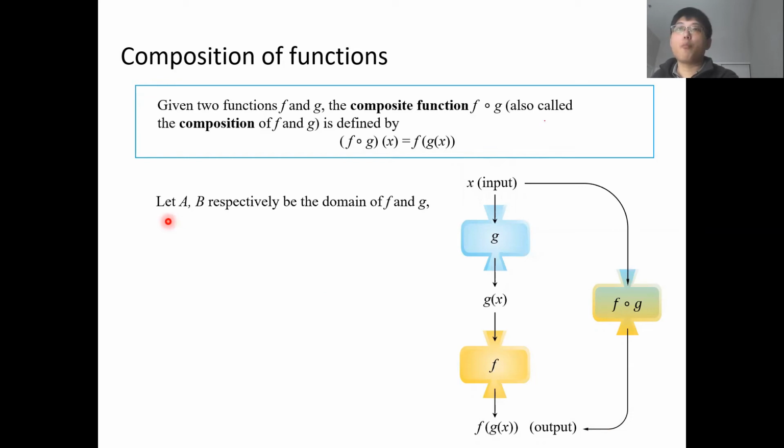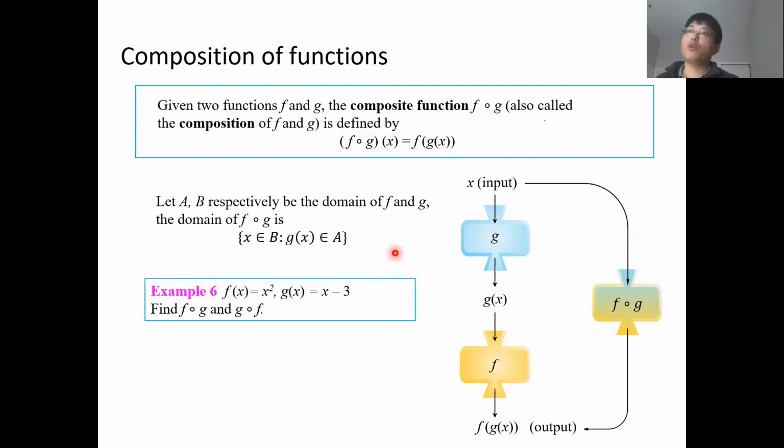So how about its domain? Let A and B respectively be the domain of f and g. Then the domain of f circle g is going to be the collection of x in the domain of g such that g of x can be accepted as the input of f. This means g of x has to be sitting inside the domain of f. All right, so this way we get this compact expression that x has to be in the domain of g and g of x has to be in the domain of f. So this is the domain for the composite function.